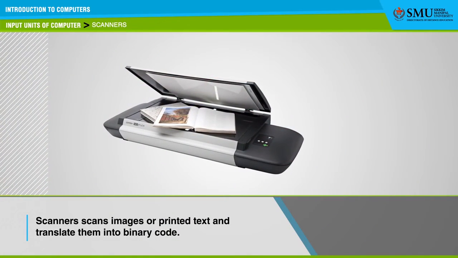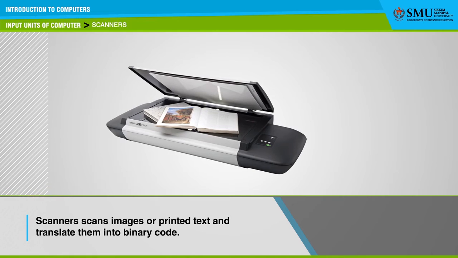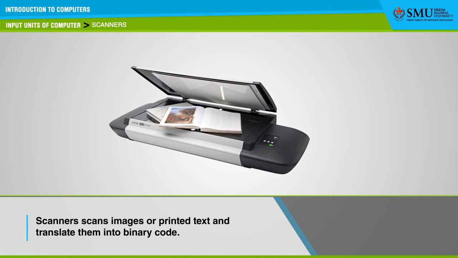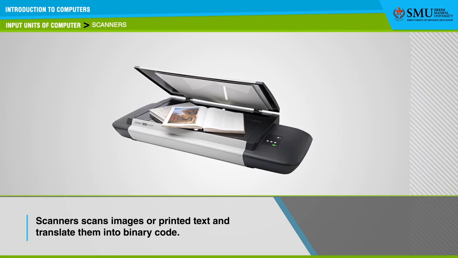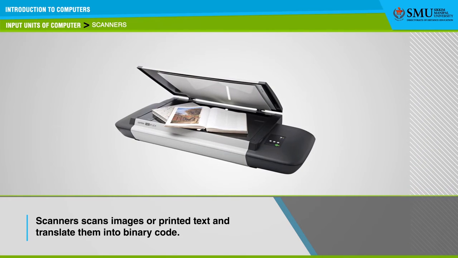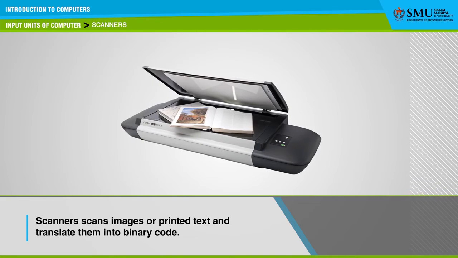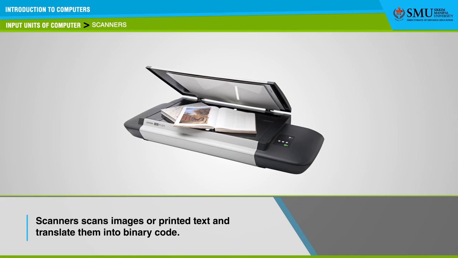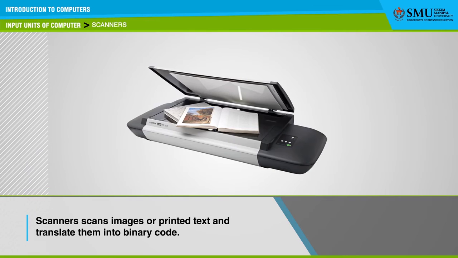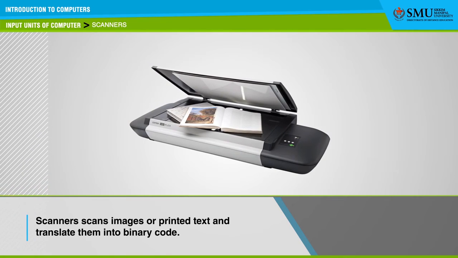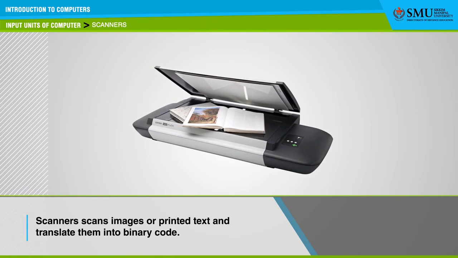Scanners are the eyes of the computer. They can see images or printed text and translate them into binary code. Most scanners collect data from a page by recording the light and dark areas. The scanner contains a camera which is made up of thousands of tiny cells called charge-coupled devices, or CCD.